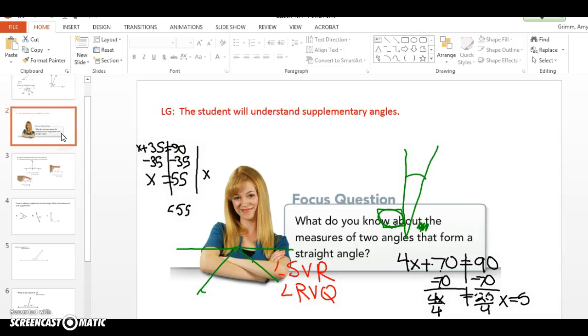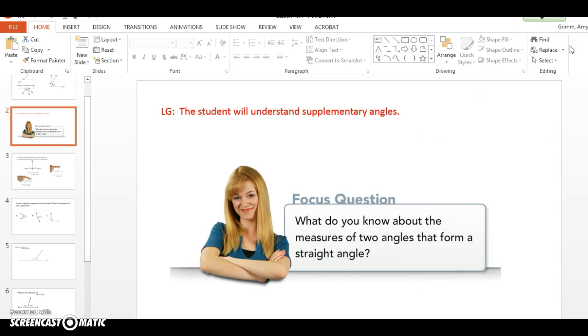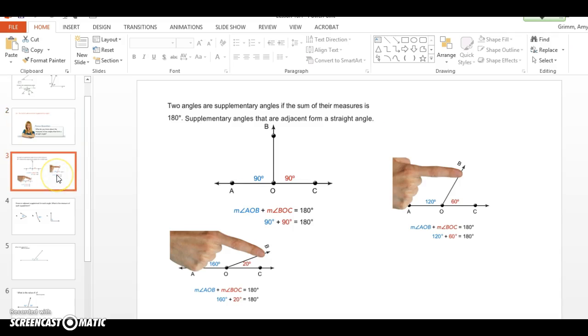Goal for today, you're going to understand supplementary angles. So we've been talking about complementary, and we're going to do the exact same thing with supplementary. Remember, I told you that this unit has a ton of vocabulary, which is why we're going to do a vocabulary game next week to make sure we understand all the different types of angles. All right, so what is supplementary angles?